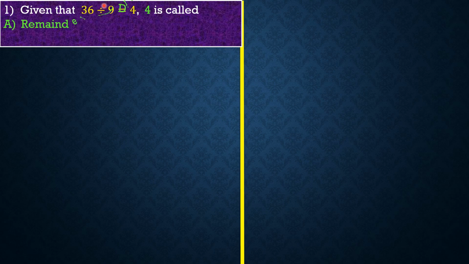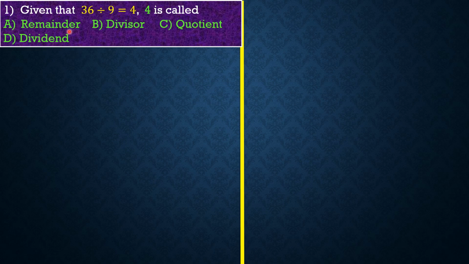Okay friends, let's have the first question displayed. The first question, as you can see, is simply: given that 36 divided by 9 is equal to 4, 4 is called: A remainder, B divisor, C quotient, D dividend.